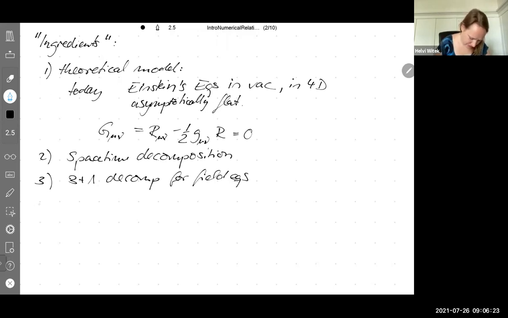Then we will have to think about initial conditions for our metric. So what is actually the physical problem that we want to solve, and what is the initial data? Then we need to think about choices for the gauge. So how do we actually describe our coordinates in such a way that our numerical simulation is stable, and it will turn out that the easiest, most obvious choice may not be the best to get a stable numerical scheme.